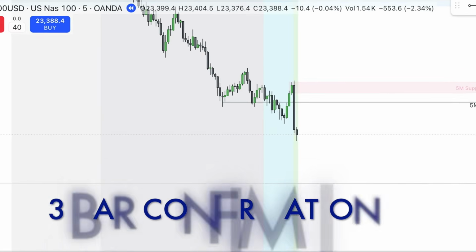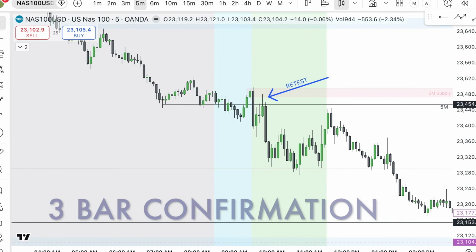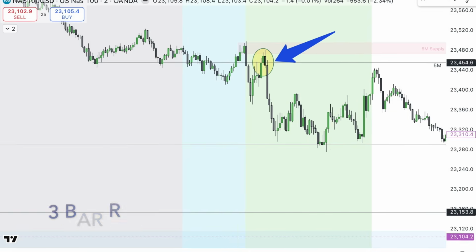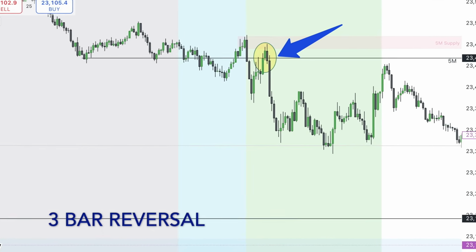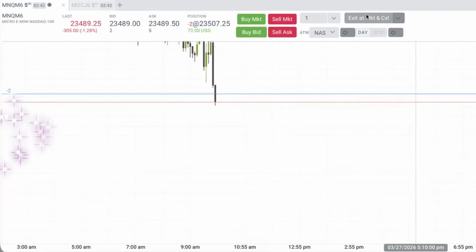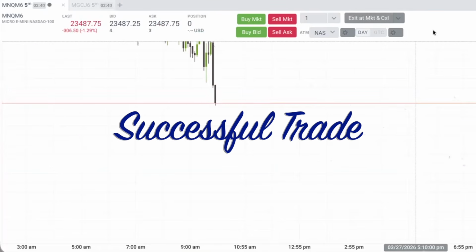The breakout gets attention, but the retest shows intention. And one of the clearest ways to confirm that intention is a simple 3-bar reversal. When that forms at a level, the entry can become much more structured. Let's take a look at what this looks like on the charts.